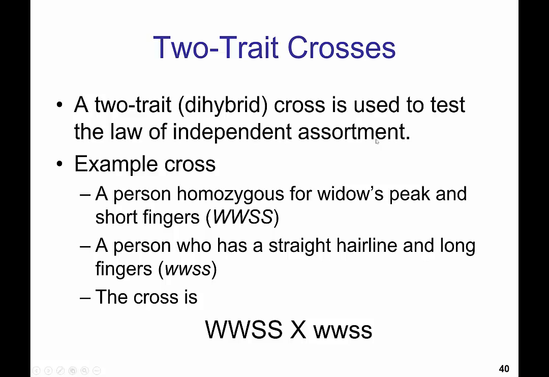So let's look at a two-trait cross. If we have a dihybrid cross that's going to be a hybrid for two traits, we're going to use this to test the law of independent assortment.